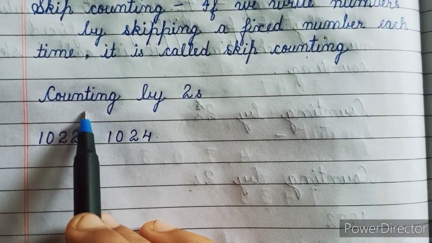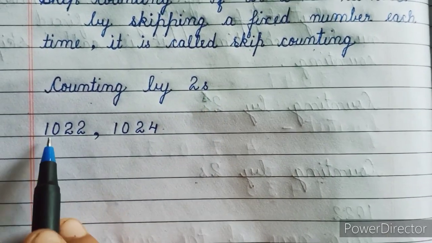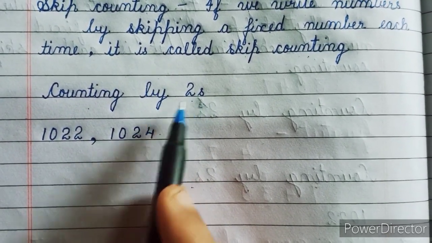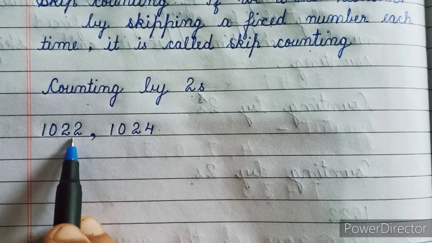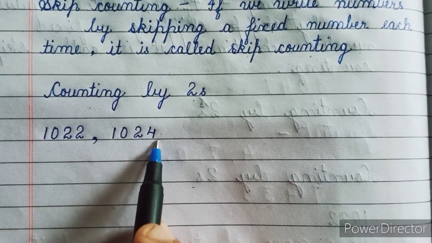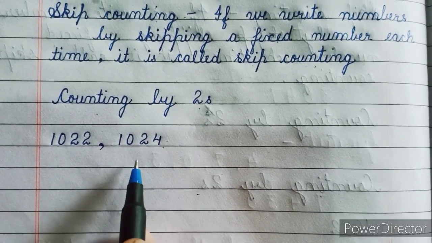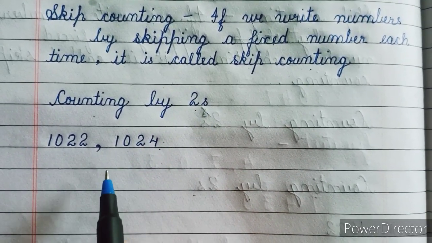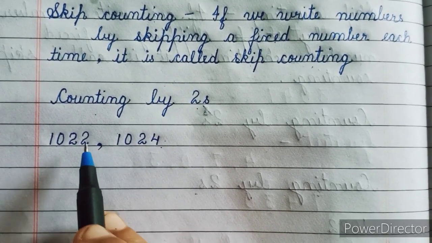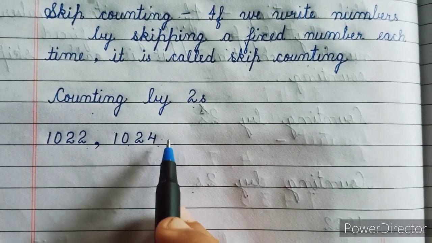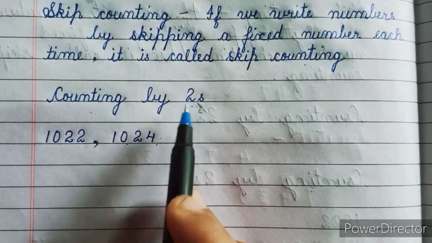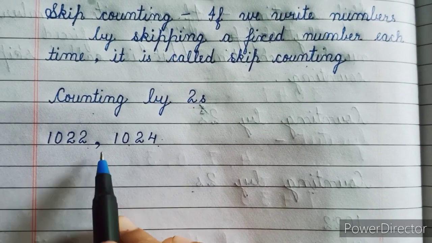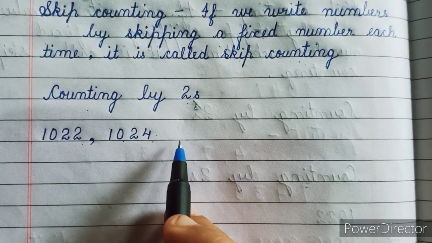Let's understand one example, counting by twos. The given numbers are 1022 and 1024. That means there is a gap of two between two successive numbers. This means that in any two consecutive numbers, there will be a gap of two. We will call this skip counting by twos. Okay?